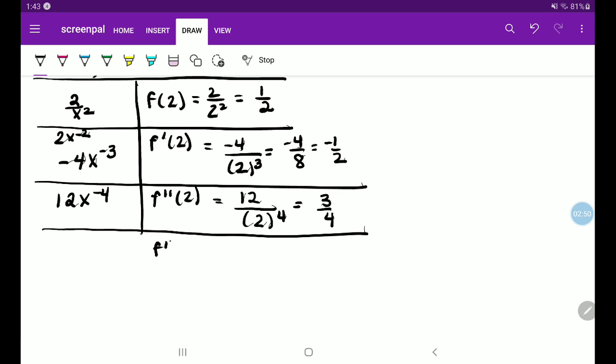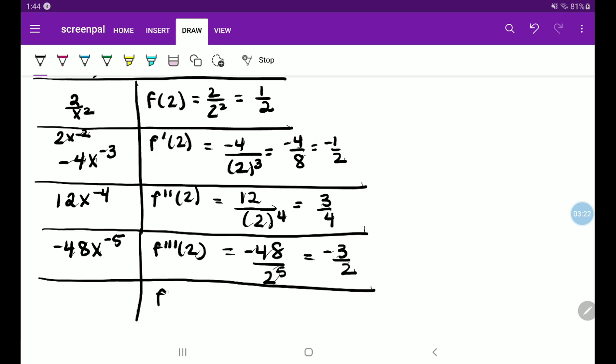All right, third derivative, and then evaluate it at 2. So now we're going to have a negative 48 x to the negative fifth. So now a negative 48 over 2 to the fifth. Again, I'm going to put that in my calculator by hand. So negative 48 over 2 to the fifth, and I'm going to end up with a negative 3/2.